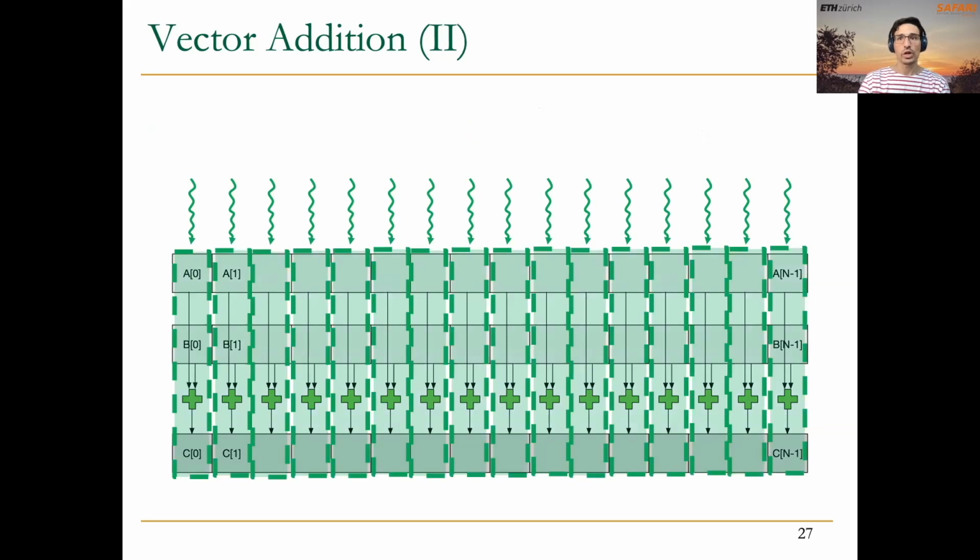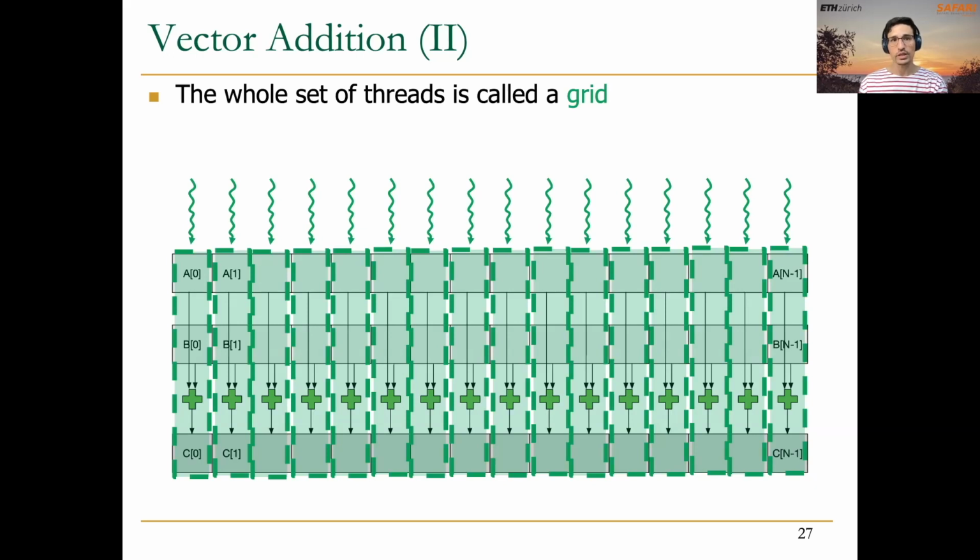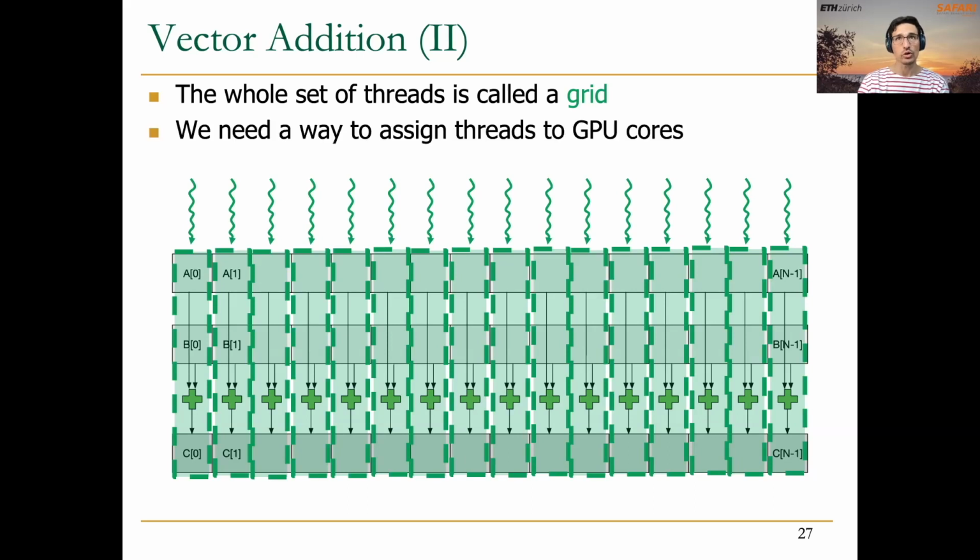But now we know that the whole set of threads that execute one kernel is called a grid, but we need a way of assigning these threads to the GPU cores, because even though we may have, I don't know, 1 million threads, in the end we won't have 1 million SIMD lanes available every time for the execution of these 1 million threads. So we need a better way of assigning threads to the GPU cores.